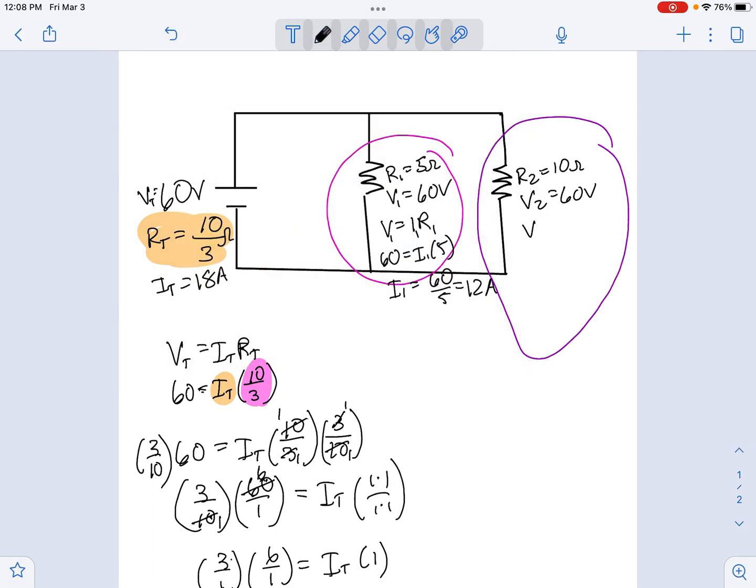Now if I look over here, I can try to do this locally. So now we have V2 is equal to I2R2. Our V2 is 60. Our I2, I don't know. And our R2 is 10.